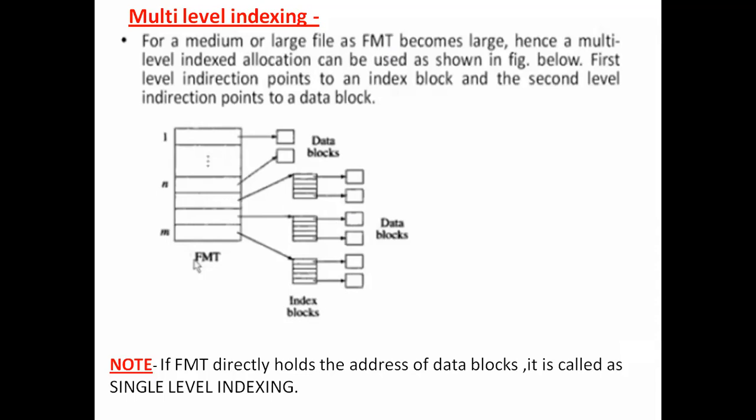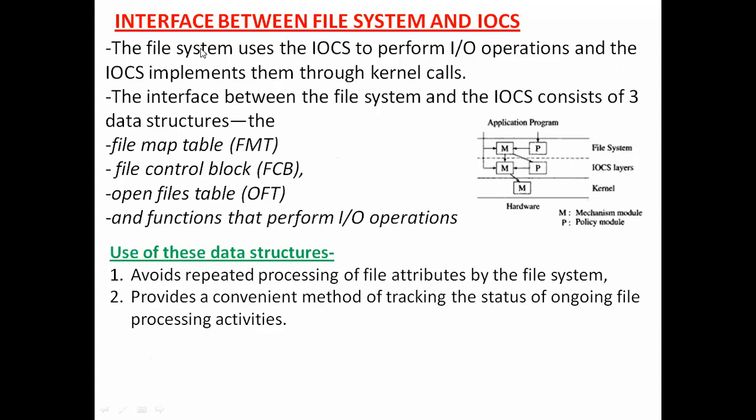In those situations, I can go for the use of multi-level indexing, as shown below. The first level of indirection points to the index block, and the second level is pointing to the data blocks, as you can see here. So you can explain this multi-level indexing also, right?